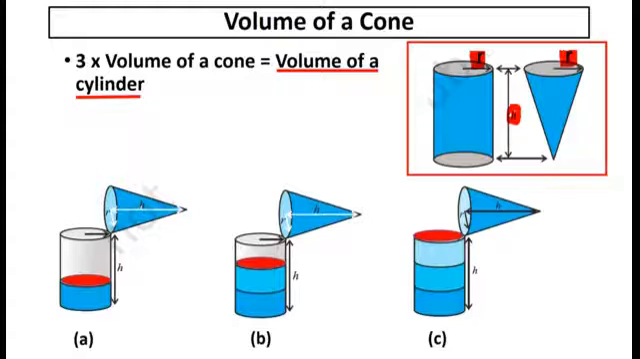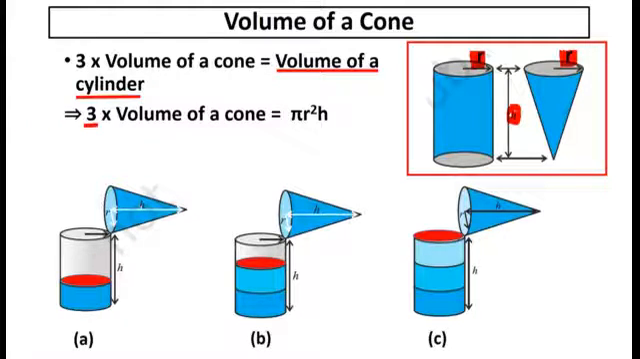But we know that volume of a cylinder is equal to pi r square h. So the above equation can be written as 3 into volume of a cone is equal to pi r square h. If 3 is transferred to the right hand side of this equation, then volume of a cone is equal to 1 by 3 pi r square h.